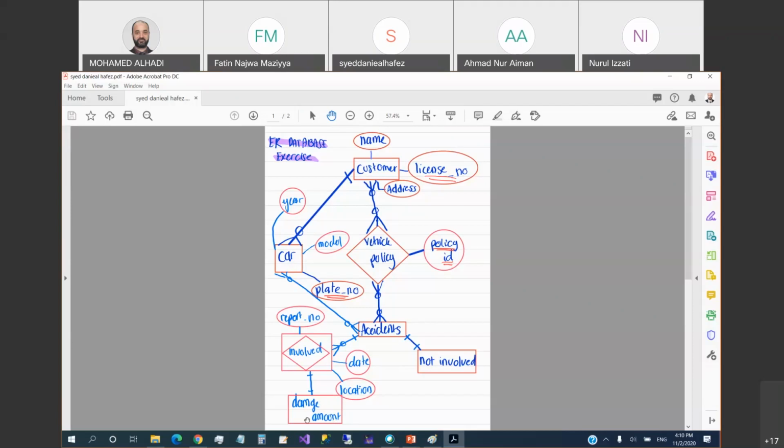Doctor. Yes. I have one question: what if the policy includes the customer's health? Yeah, we can put the vehicle policy in, right?